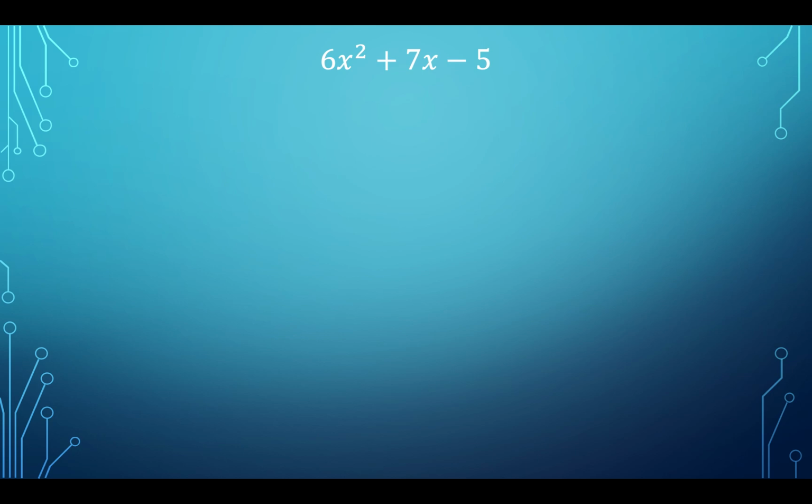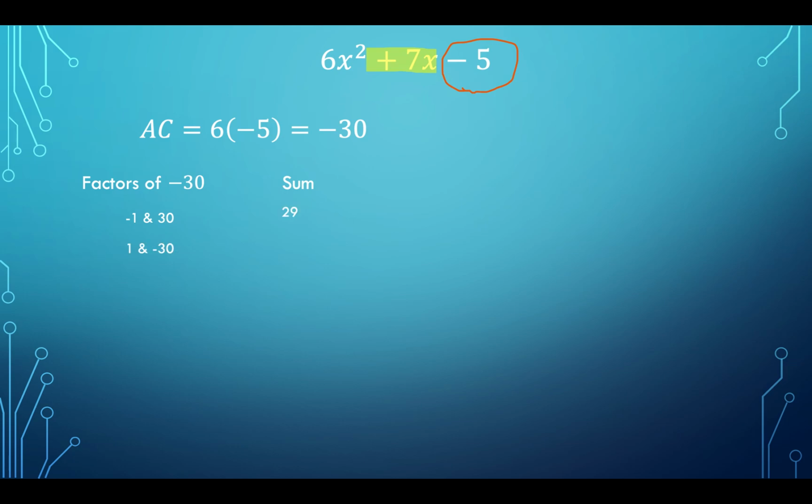And lastly, let's try this one. 6x squared plus 7x minus 5. So our c is -5 and our a is 6. So 6 times -5 gives me -30. Now we have to find factors of -30 that add up to +7. So factors of -30 and their sum, we could do -1 times 30 and we get 29 when we add them, or 1 times -30, when we add them we get -29.